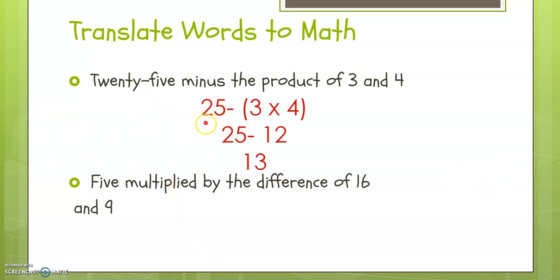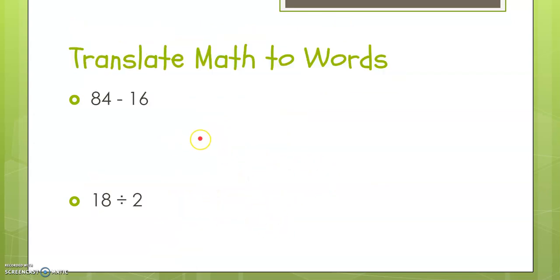So I have 25 minus the product of 3 times 4, which equals 13. 5 multiplied by the difference of 16 and 9. The word "difference" tells me I'm going to subtract. Go ahead and translate this math into words.